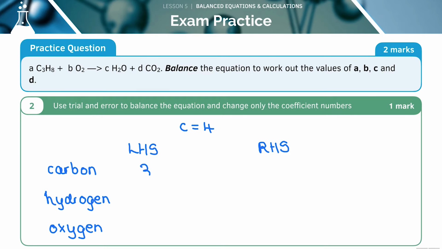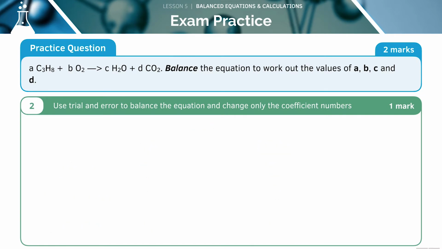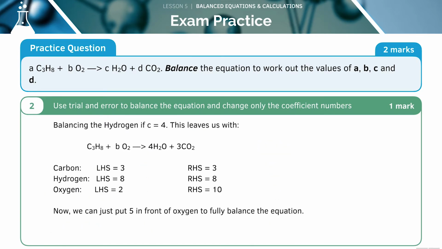So on the left-hand side, we've got 3 carbons. On the right-hand side, we've got 3 carbons. On the left-hand side, we've got 8 hydrogens, and on the right-hand side, we also have 8. In terms of oxygen, we will have 2 on the left and 10 on the right. Now, we can balance the oxygen atoms easily. So this means we can put a 5 in front of the oxygen to fully balance the equation.